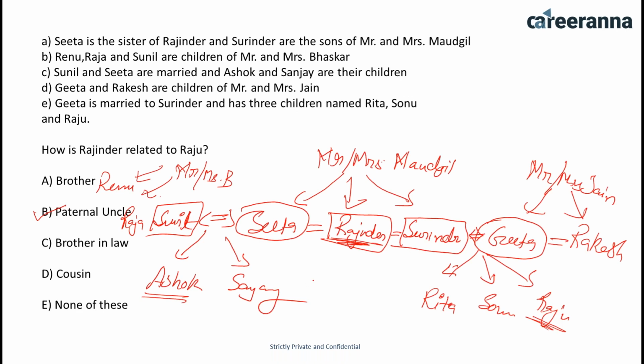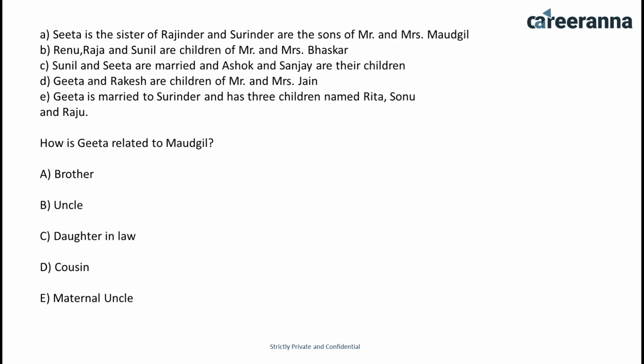How is Geeta related to Mudgil? Again, we have to go back. Where is Geeta? Now here is Geeta. The Mudgil family has 3 children, that is Sita, Rajendra and Surendra, and Surendra is married to Geeta. So Geeta is going to be the daughter-in-law. If we see the options, yes, daughter-in-law. Most students gave the right answer. That is going to be option C. So now you are getting how to solve this question, and it's easy for you to solve these types of questions.